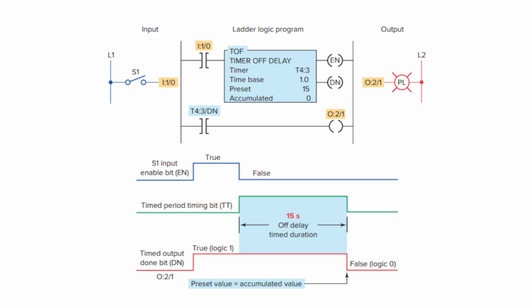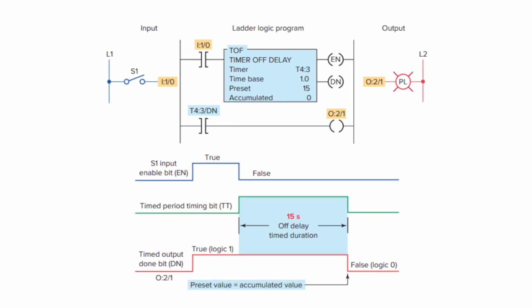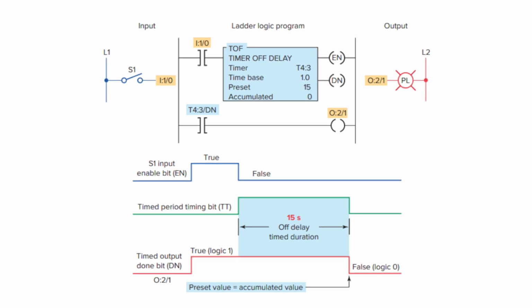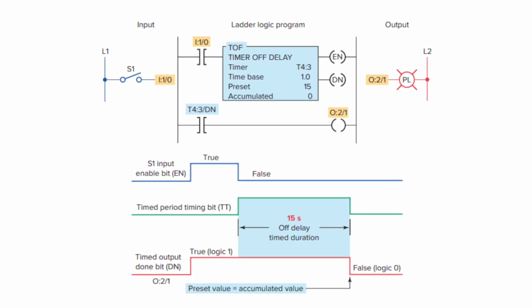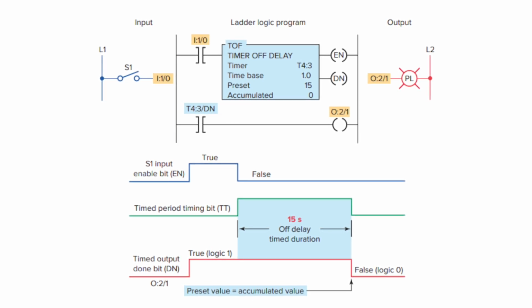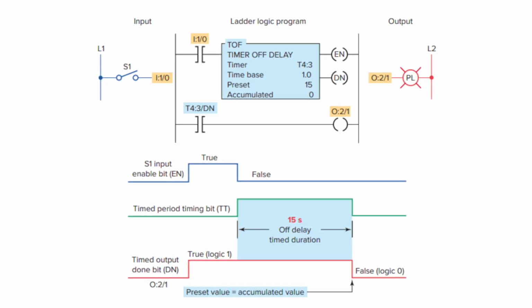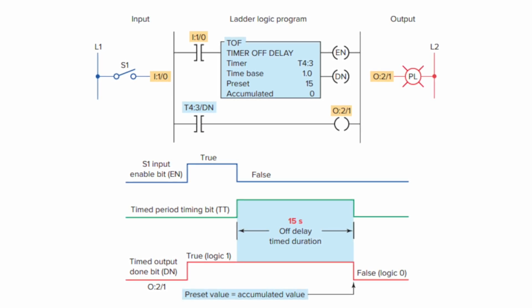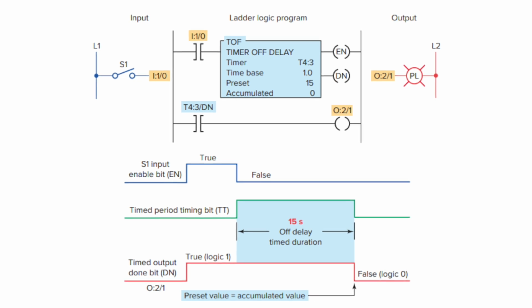The preset value we provided is 15, and the done bit T4:3/DN is connected to the second rung, and the output is connected to the done bit. The address of the output is O:2/1. The operation of the circuit follows these steps.